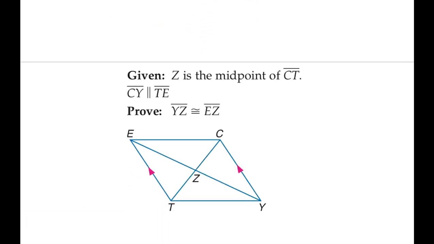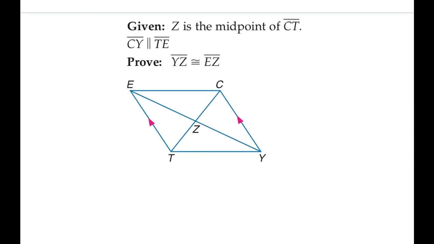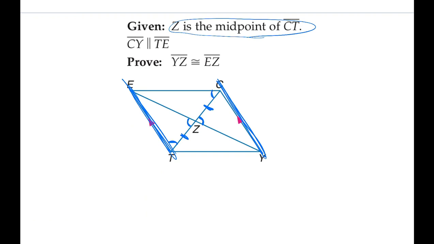Okay, now let's just do a bunch of proofs. Lesson over, but we're just going to do a bunch of proofs now, okay? So Z is the midpoint of CT, and we have parallel lines. I'm just going to sketch it out first. Well, we know we have vertical angles. Z is the midpoint of CT, which tells us that this is congruent to this. And then we have alternate interior angles. If these are parallel and we have transversals, we know both. This angle is the same as this angle, and separately, this angle is the same as this angle.